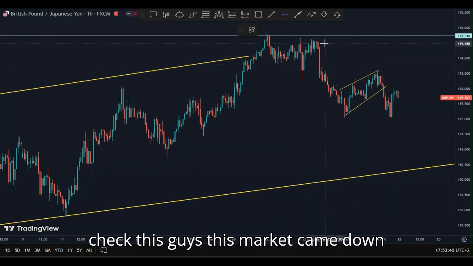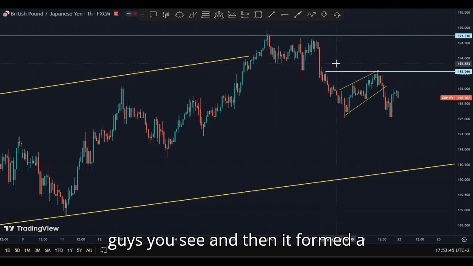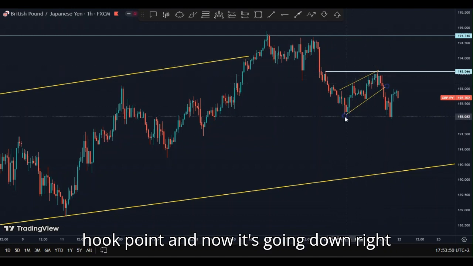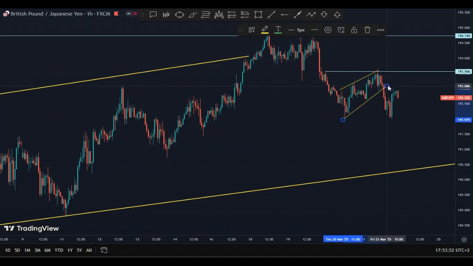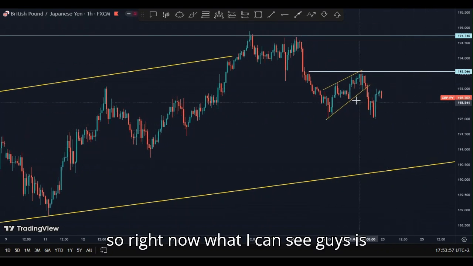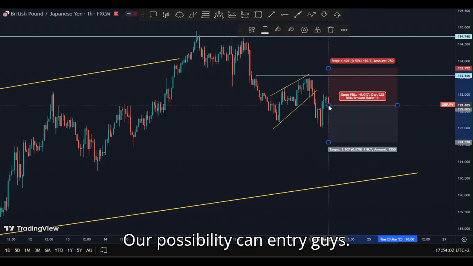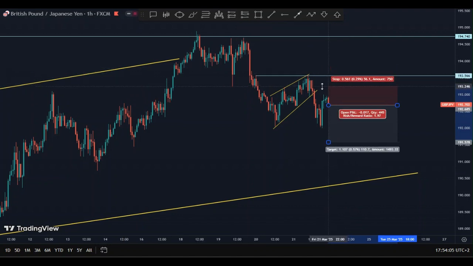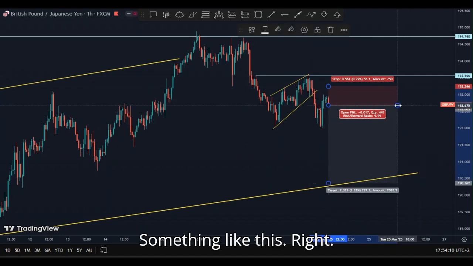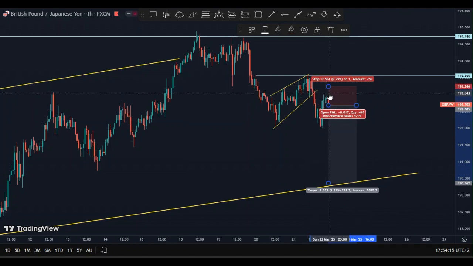Check this, guys. This market came down as an impulse. It started to correct here, guys. You see, and then it formed a hook point. It came back to retest that hook point, and now it's going down, right? So right now, what I can see, guys, is our possible entry, something like this, right? With the stop just above this high right there.